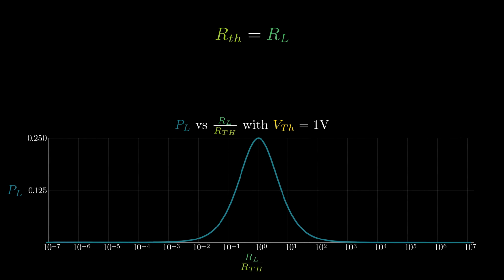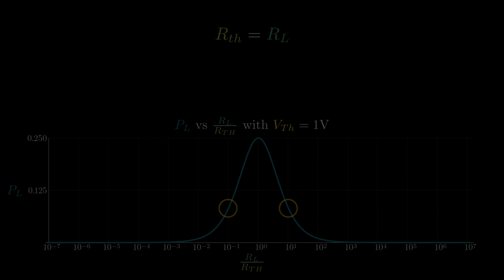We can also plot PL on a semi-log x scale, where we can see that the function is logarithmically symmetric. That is, the power dissipated in RL is the same if RL is x times larger or x times smaller than RTH. For example, with VTH equals 1 volt and RTH equals 1 ohm, PL equals around 82 milliwatts for RL being 1/10 of an ohm or 10 ohms.